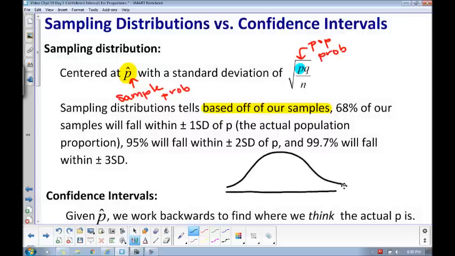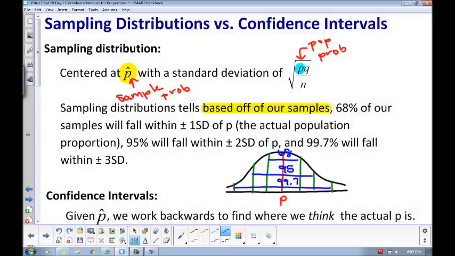being unimodal and roughly symmetric. We center it here. This is the sampling distribution. Sampling distribution, we believe it to be centered at P with a standard deviation of root PQ over N. So it's highly dependent upon the sample size. And we expect 68% of my samples to fall within 1 standard deviation, 95 within 2, and 99.7 within 3.